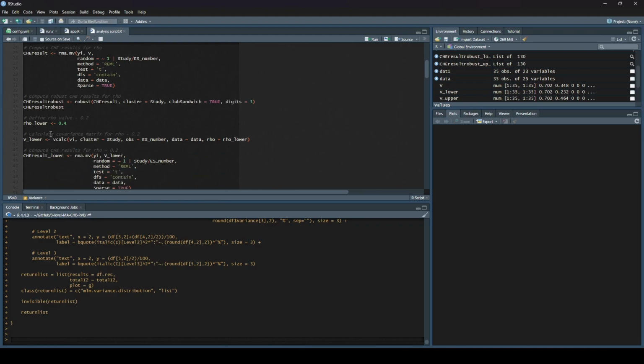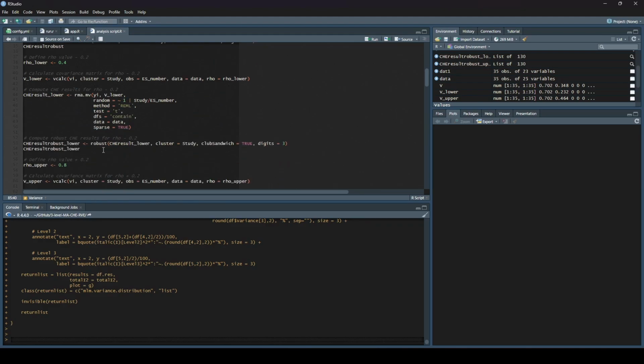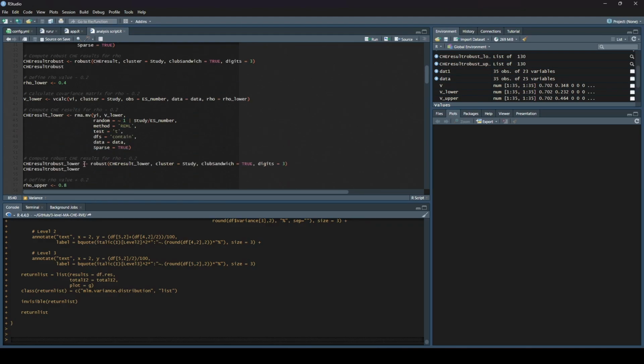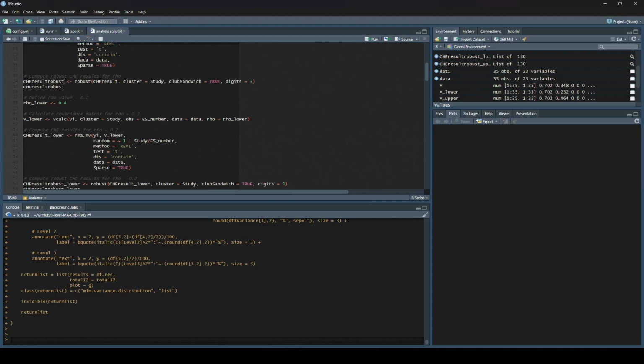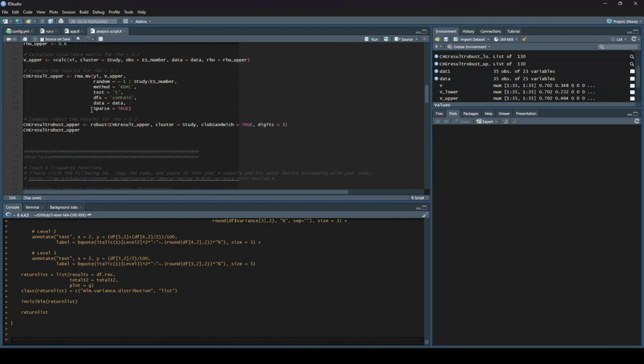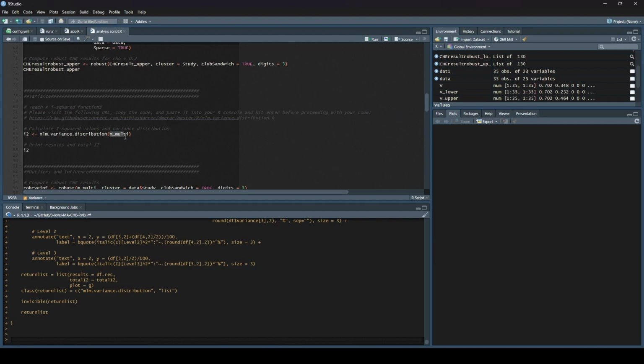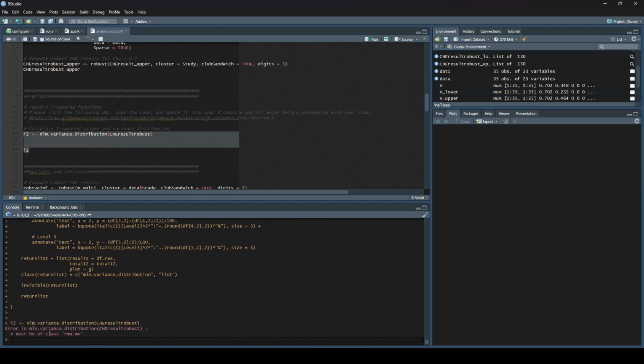So if I remember correctly, this does not work with robust variance estimation, but we can try it just in case. I remember things wrong sometimes because I'm human and that happens. So, okay, here we go. Our original model was called CHE result robust, and I'm just going to copy paste that in there and see what happens. Highlight it and hit run. And yeah, see, it doesn't work because it has to be an RMA.mv. That's what I thought was going to happen.